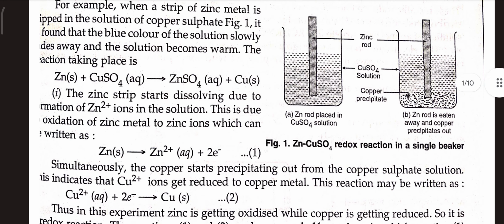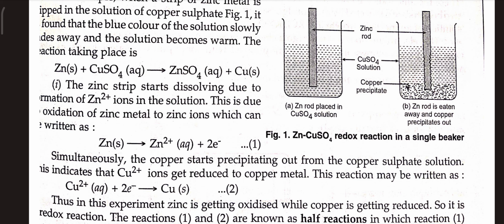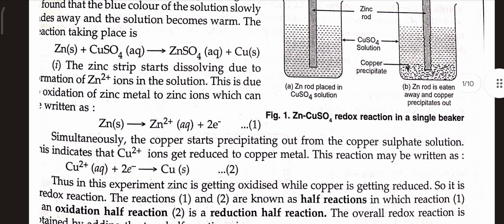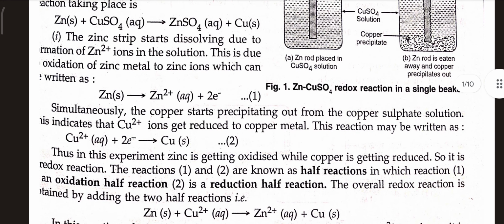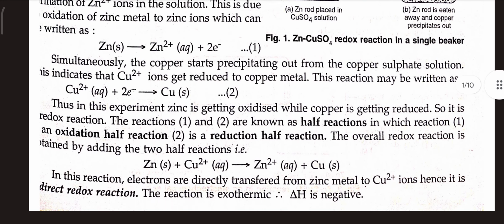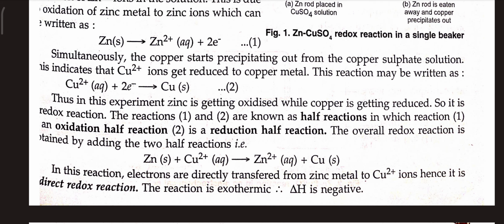The zinc strip starts dissolving due to formation of Zn2+ ions in the solution. This is due to oxidation of zinc metal to zinc ions, which can be written as Zn(s) gives Zn2+(aq) plus 2 electrons. Simultaneously, the copper starts precipitating out from the copper sulfate solution. This indicates that Cu2+ ions get reduced to copper metal. This reaction may be written as Cu2+(aq) plus 2 electrons gives Cu(s).